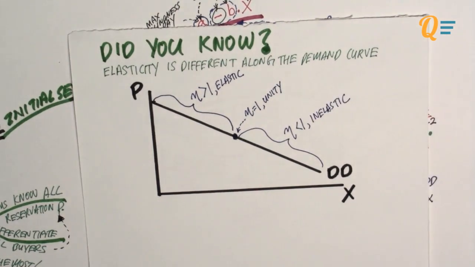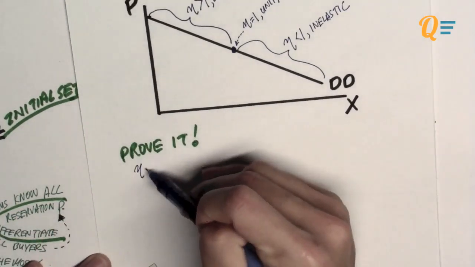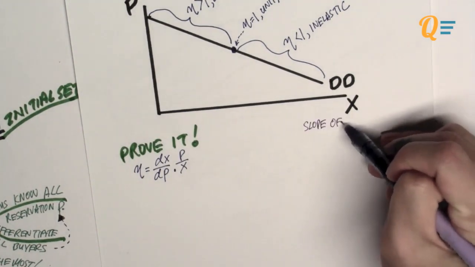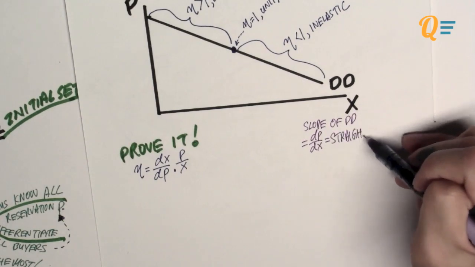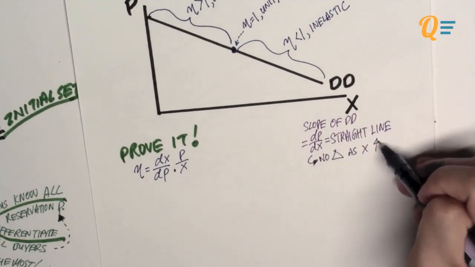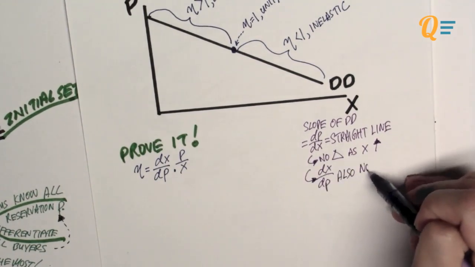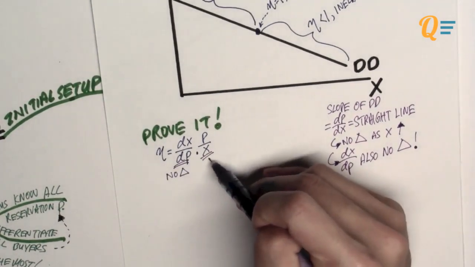I think many of you out there will be asking me to prove it, so here we go. So you remember this equation, right? Please say yes. So that's one thing you need to know. And the second thing is that the slope of the demand curve is the change in price over the change in X. But the demand curve is a straight line. Therefore, the gradient is the same throughout. Therefore, dp over dx is going to be no change as x increases. So dx over dp is also going to be no change, so this over here will not change.